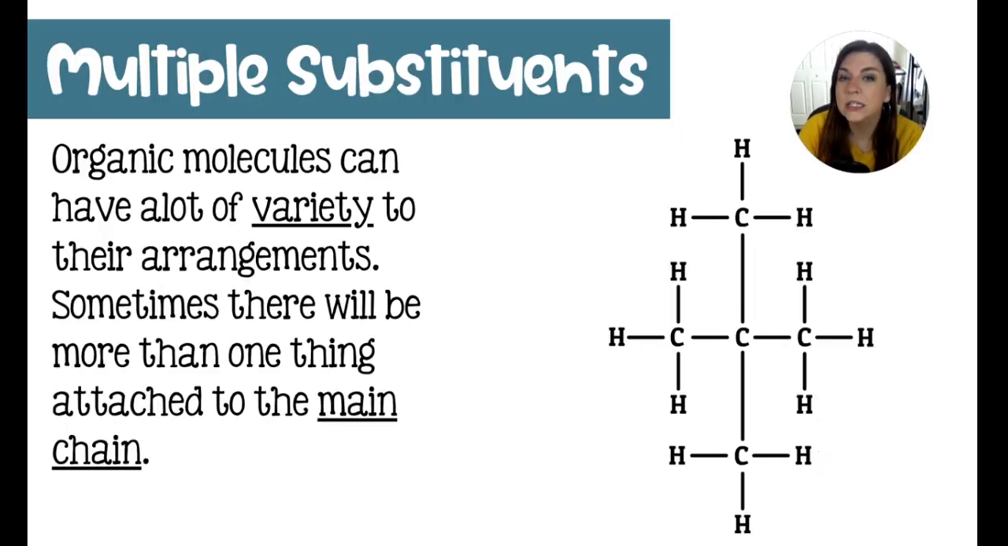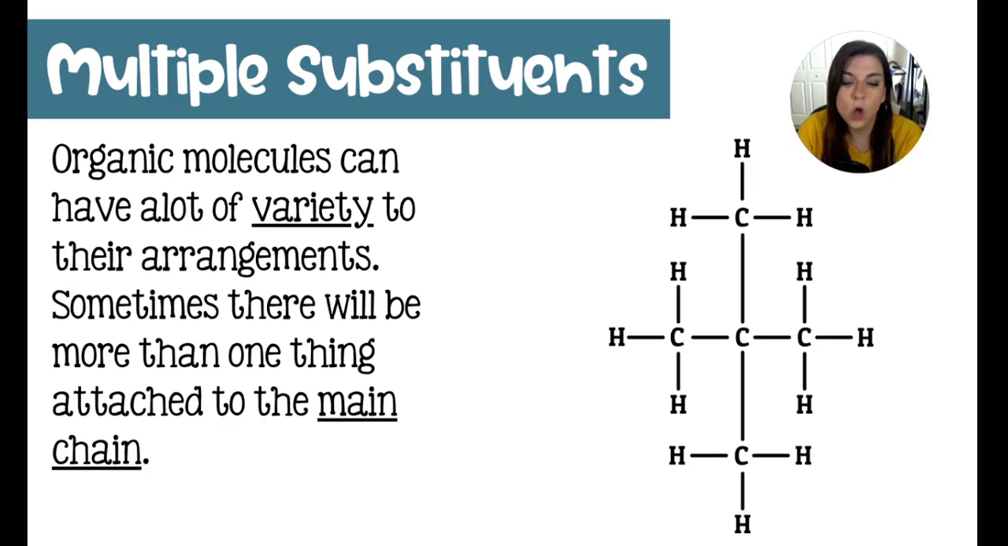We kind of got into this a little bit with one of the examples, but carbon chains can have multiple dangles or multiple substituents. And this gives organic molecules a lot of variety, and it's a huge reason why organic chemistry is an entire branch of chemistry, just because there's so many combinations. So sometimes we'll have more than one thing attached to the main chain.